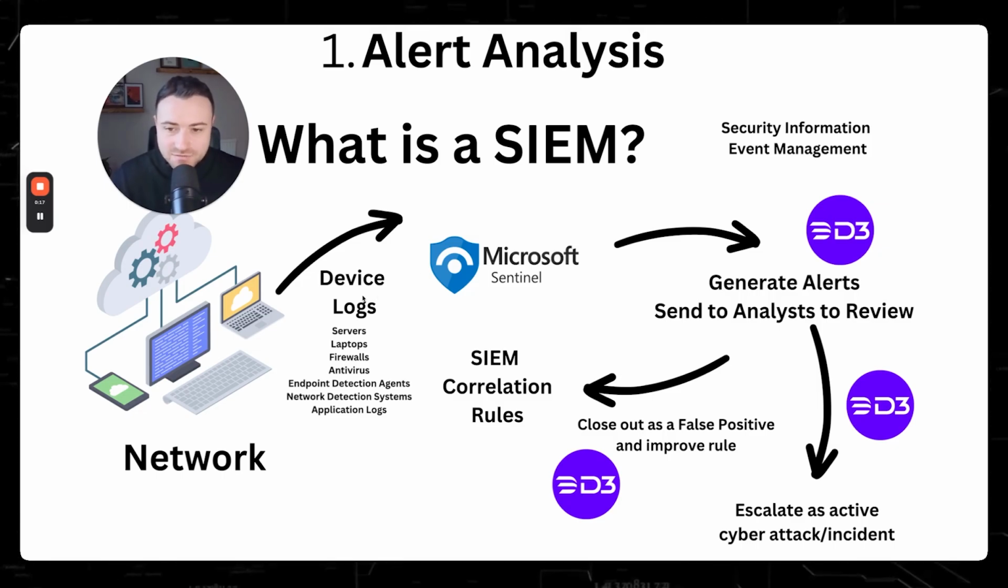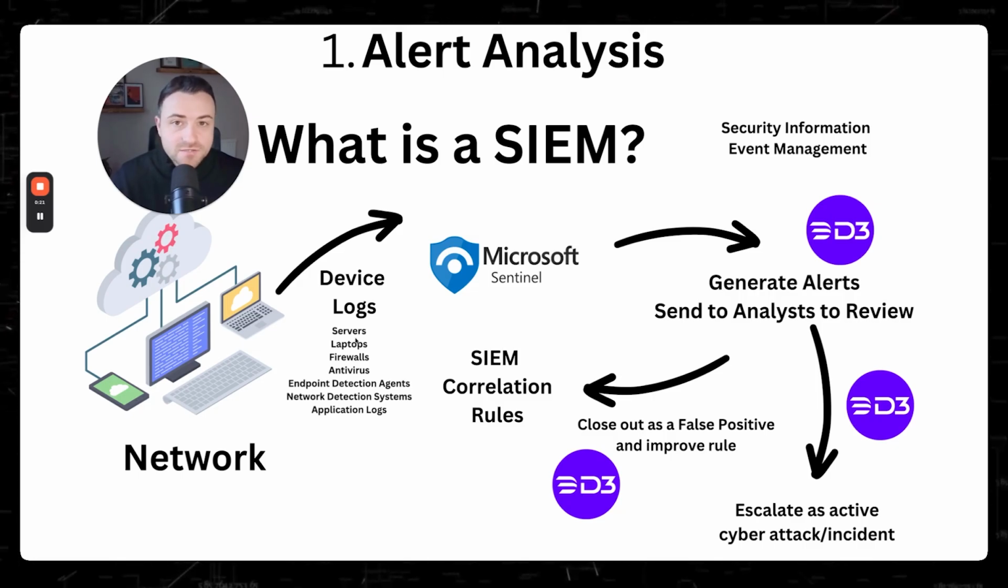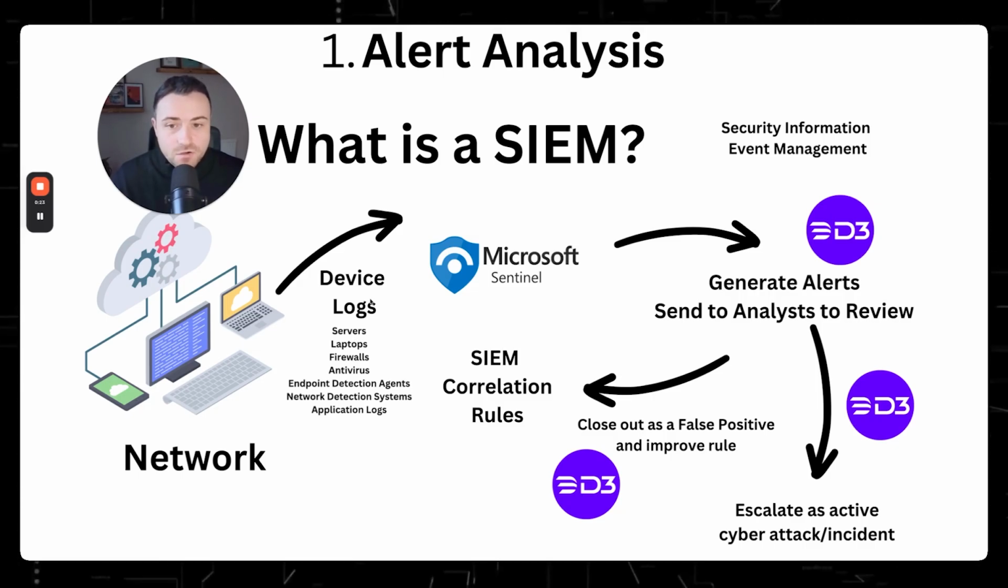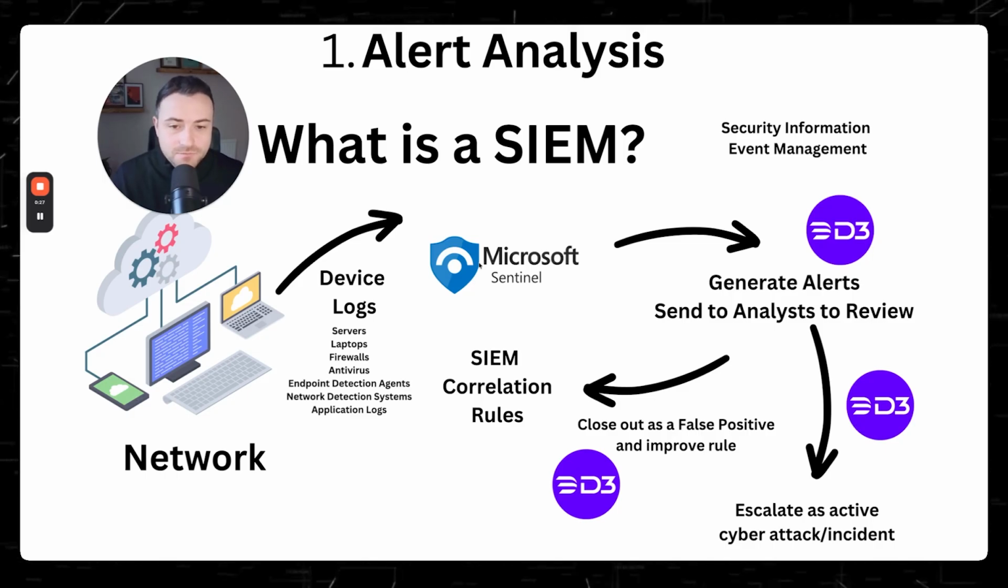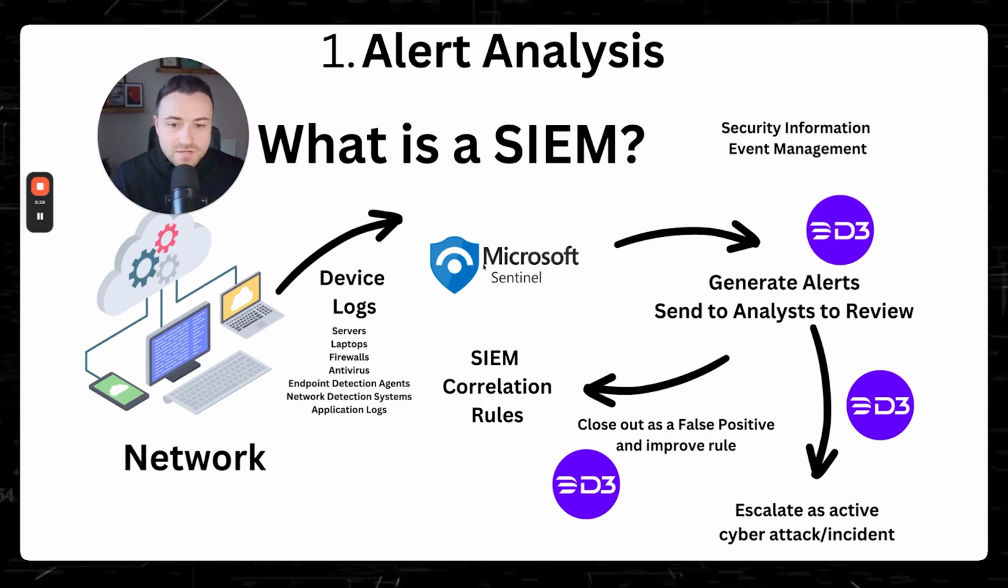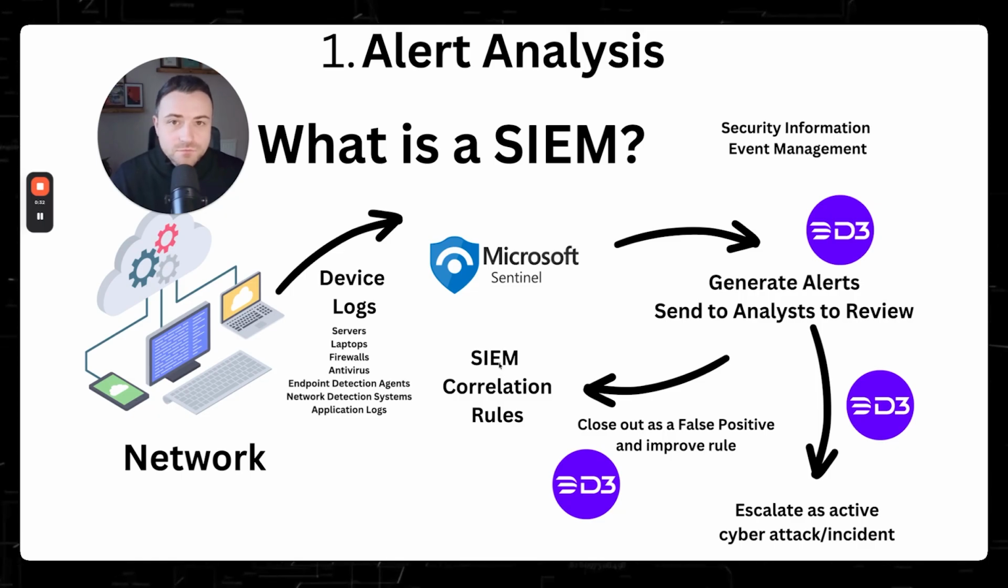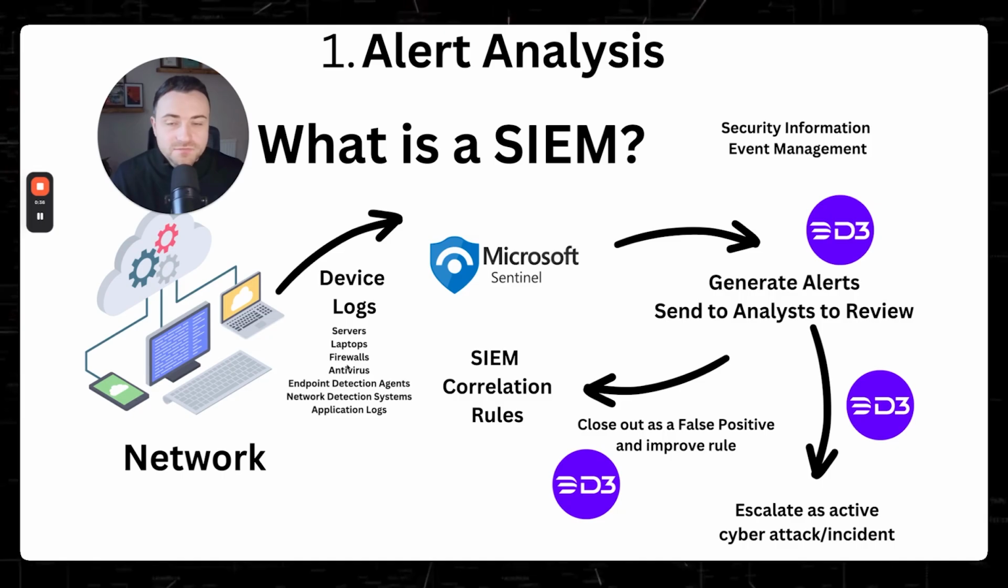If you imagine a network, on a network you have devices, which include servers, laptops, firewalls, etc. They generate logs. Those logs get sent to a SIEM like Microsoft Sentinel, which is quite a popular cloud-based SIEM. Then in that SIEM there'll be a set of correlation rules or detection rules which are looking for malicious activity in the logs from the devices.